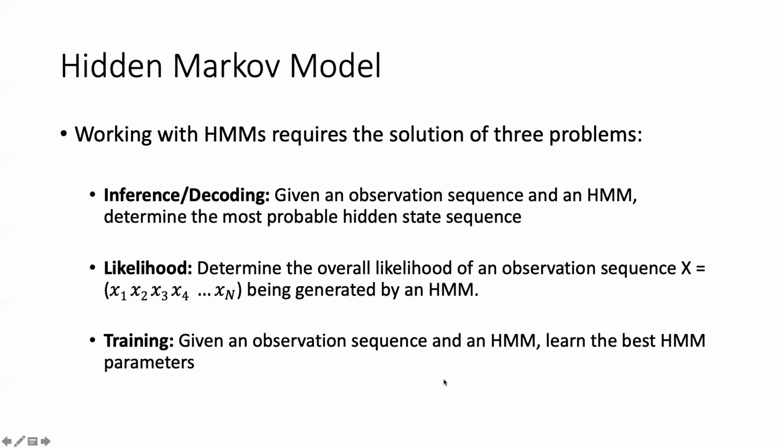With this background on the HMM, let's see the three problems we want to address in HMMs. First one is the inference problem. Given an observation sequence and an HMM, determine the most possible hidden state sequence. And in the likelihood problem, determine the overall likelihood of an observation sequence X being generated by the HMM. While in the training problem, we have to find the best parameters for the HMM for the given data.